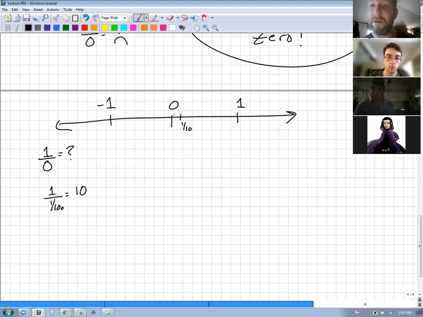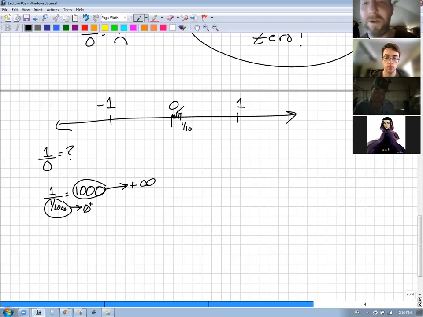1/100th. So that's right about here. That's small, right? You're going to get 100. Now, if I divide by 1,000th, I get 1,000. All right. So as these numbers here get closer to 0, and I'm going to put a little plus sign here, that means I'm putting numbers in that are getting smaller and smaller and smaller, but are positive. Then this number here gets bigger and bigger and bigger to positive infinity. 1 divided by a teeny, tiny number that's positive is going to give me a really big number.